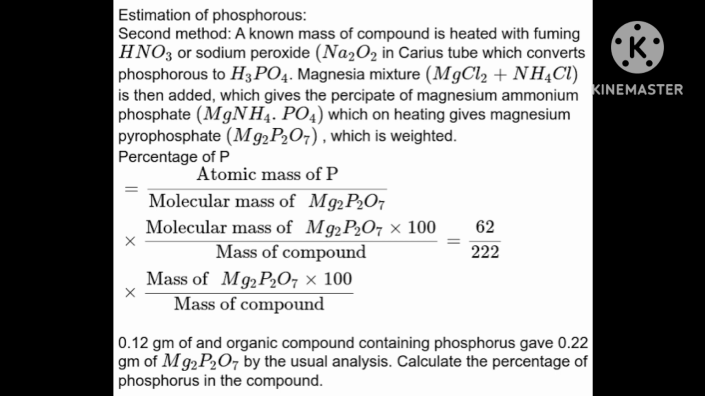A known mass of an organic compound is heated with fuming nitric acid. After that, what will happen? Whereupon phosphorus present in the compound is oxidized to phosphoric acid. This will differ always. Then you will get phosphoric acid, H3PO4. How will you get it? Compound plus fuming nitric acid, you have to heat it. Then it will be oxidized. Phosphorus present in the compound will oxidize and give phosphoric acid, H3PO4.